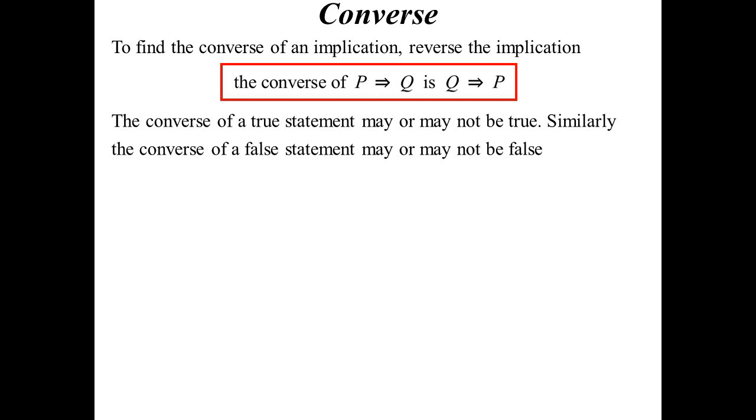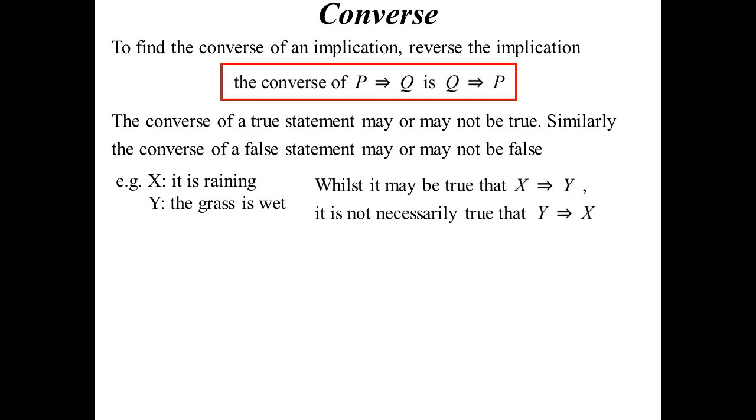Okay, here we go. X is the statement, it is raining. Y is the statement, the grass is wet. Now, it certainly might be true that X implies Y. It is raining, the grass ended up being wet. Because it rained, the grass got wet. But it's not necessarily true that Y implies X. The grass is wet does not mean it's raining. It might be early in the morning, the dew's come up, the grass is wet. Someone might have turned the sprinkler on, grass is wet.